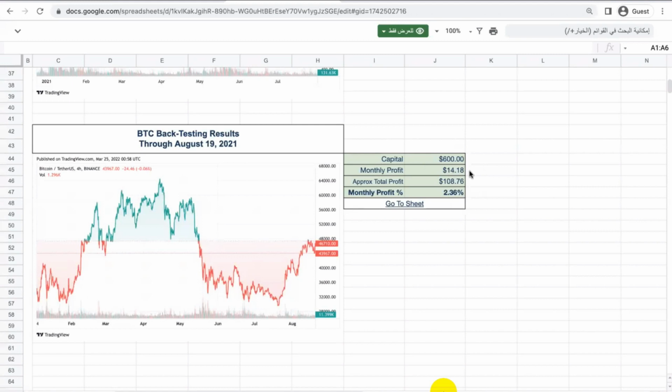But still, what we saw with Eazybot's performance was that it could consistently produce a monthly return, $14.18 on average, approximate total profit of $108.76, average monthly return of 2.36%. Now, some people would look at that and say, well, that's not really impressive. Well, we can have that discussion.